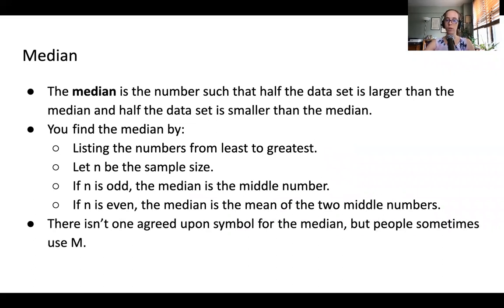There's not one agreed upon symbol for the median. There's several symbols, but one symbol that people sometimes use is a capital M.